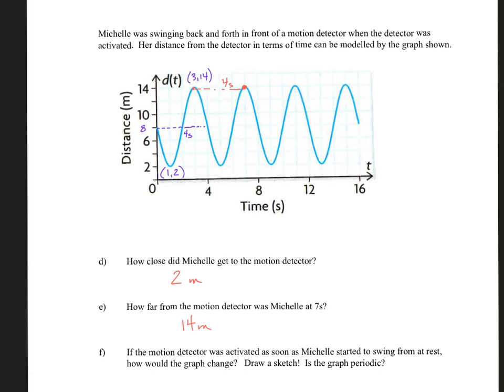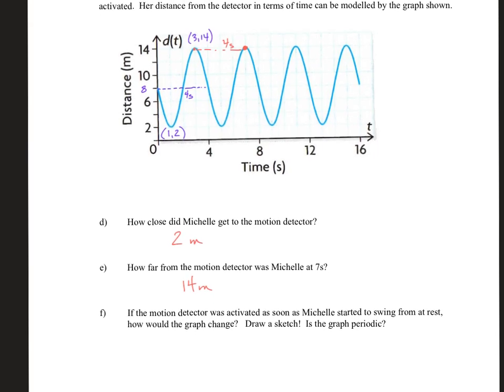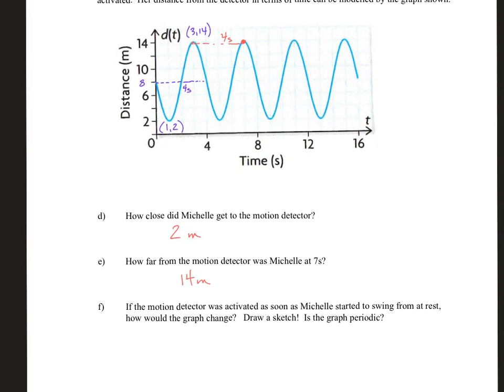Now we come to question F, and I just want to scroll up a little bit so that we can take a look at what F asks us. If the motion detector was activated as soon as Michelle started to swing from at rest, how would the graph change? And this is where we have to get to an understanding that as we look at some of these trigonometric applications, there may be moments where something looks like a trig curve, but it doesn't have to always exist as that trig curve.